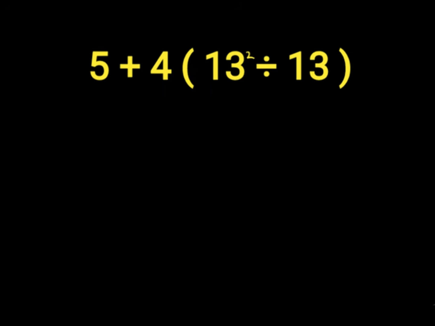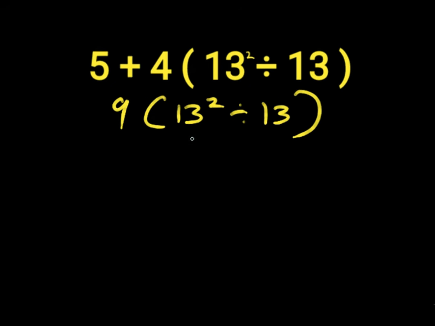5 plus 4 (13 to the power of 2 divided by 13). 5 plus 4 will give us 9. And we have 9 (13 to the power of 2 divided by 13). 13 to the power of 2 will give us 169. 169 divided by 13.